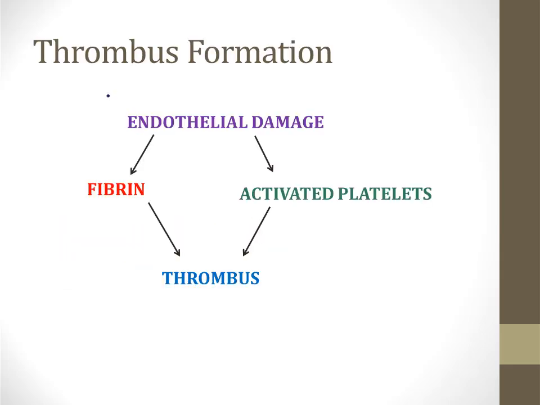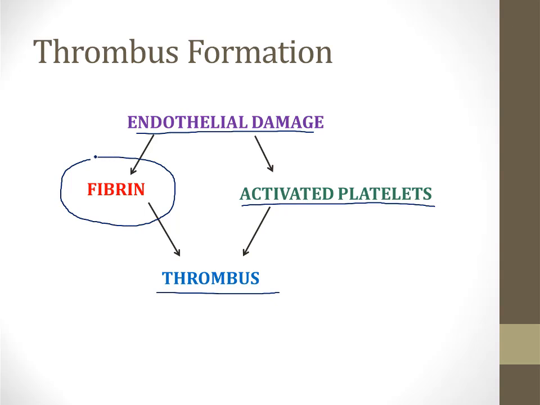Thrombus formation is the way that the body prevents blood loss when there's damage to a blood vessel. So when the endothelial lining to any blood vessel is damaged, two processes are initiated that lead to formation of a thrombus. First of all, platelets become activated, and I talk about how this occurs in another module. And then in this module, we'll focus on coagulation, which leads to formation of an insoluble substance called fibrin, which forms a clot to stop blood loss.